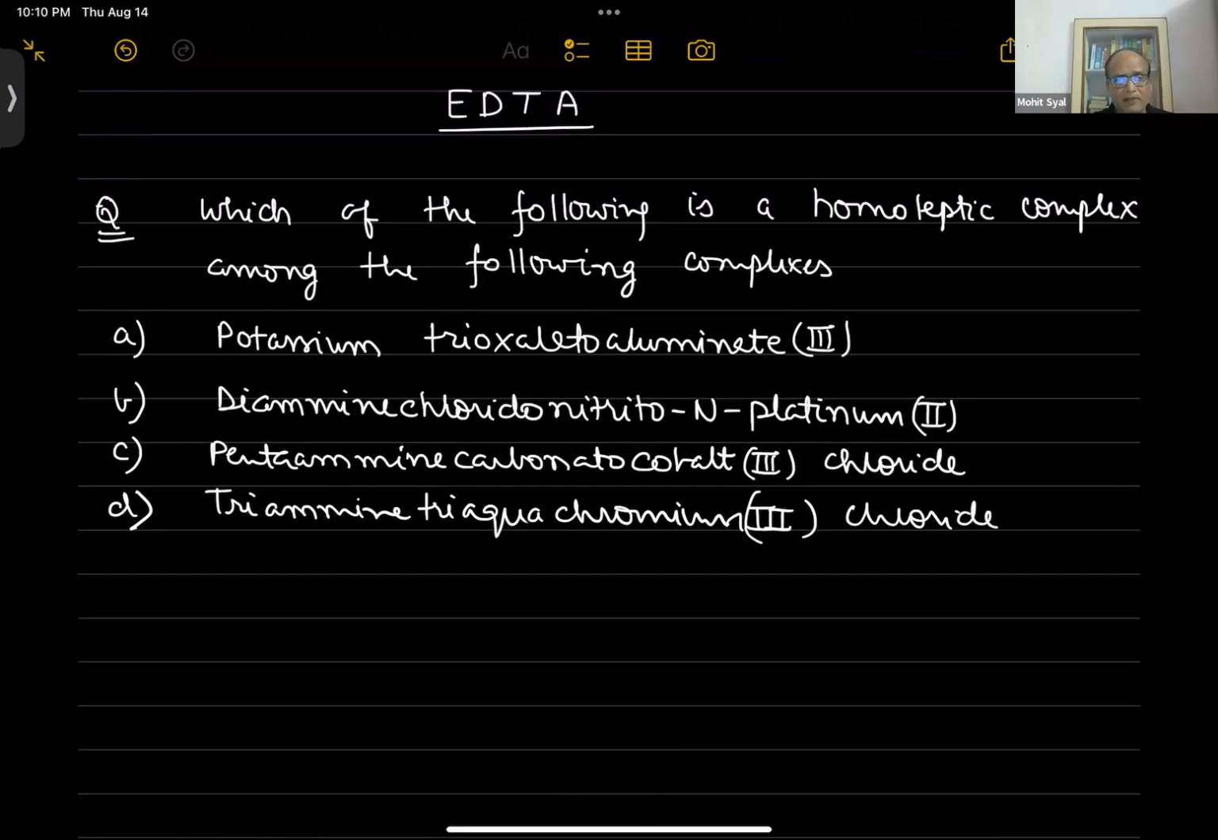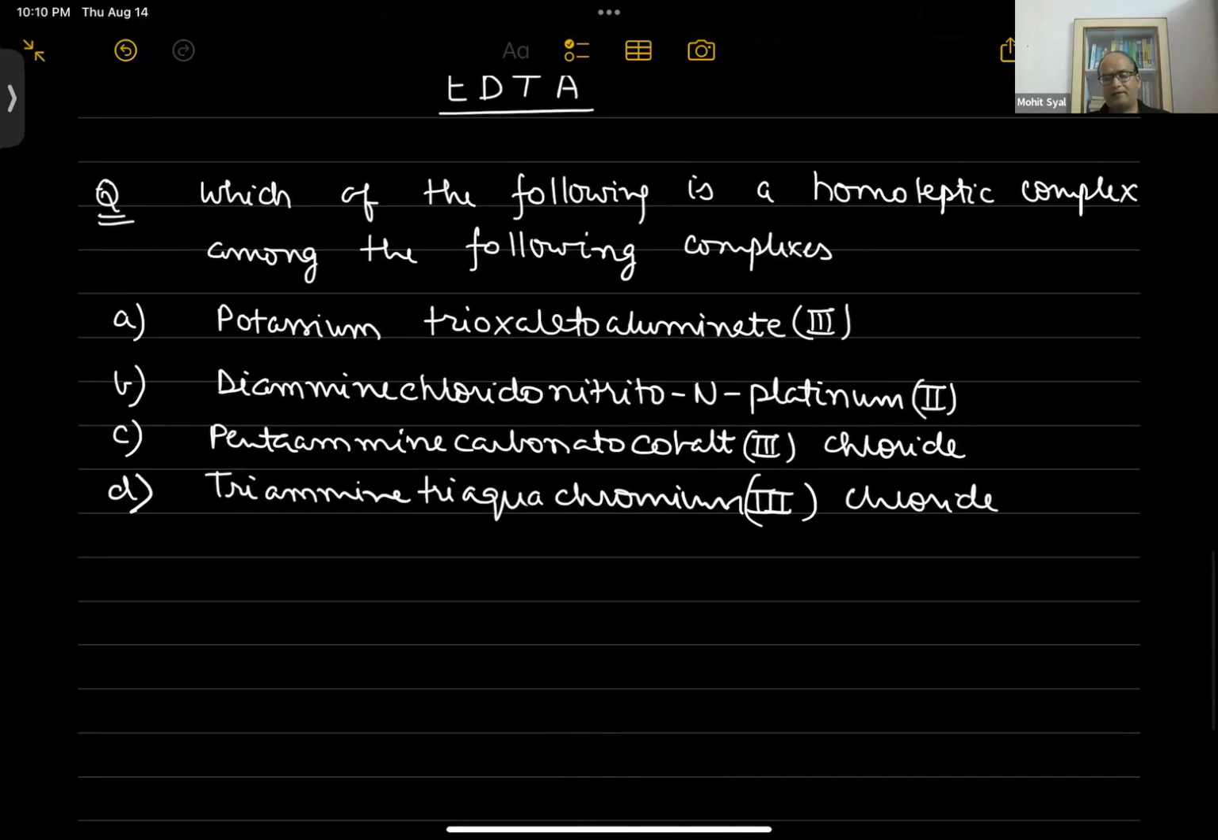The answer to this problem is very simple. And that is which option? Very simple to answer this. Which of the following is a homoleptic complex? Homoleptic complex has all the same kind of ligand connected to a metal, right?